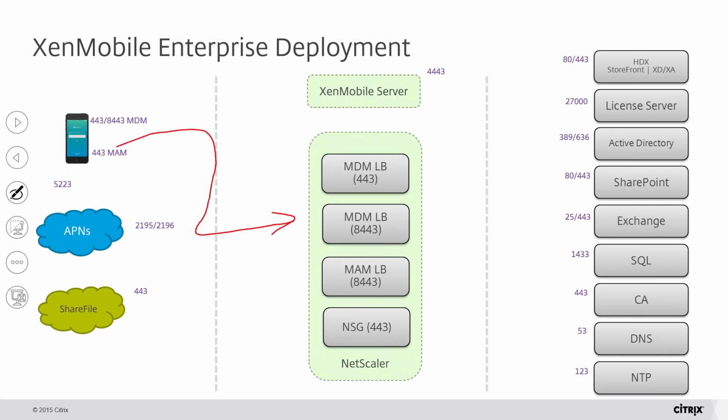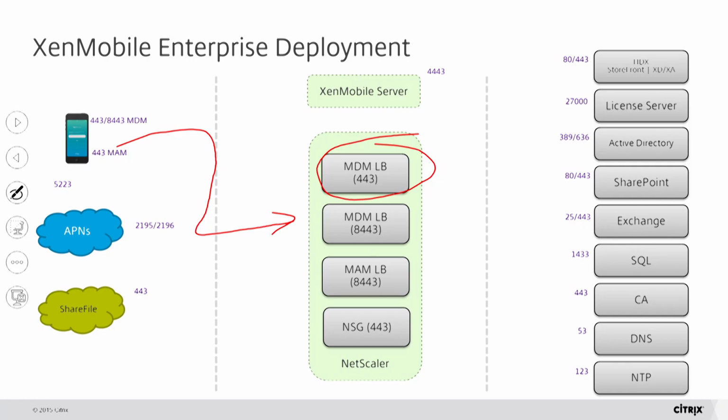Workzone is going to send a request to the NetScaler, assuming that you have a NetScaler protecting your XenMobile infrastructure. The first time we hit the NetScaler is going to be on this particular load balancer, the 443. Why? Because first of all, we haven't been enrolled yet. We need to find out who this user is, pretty much.